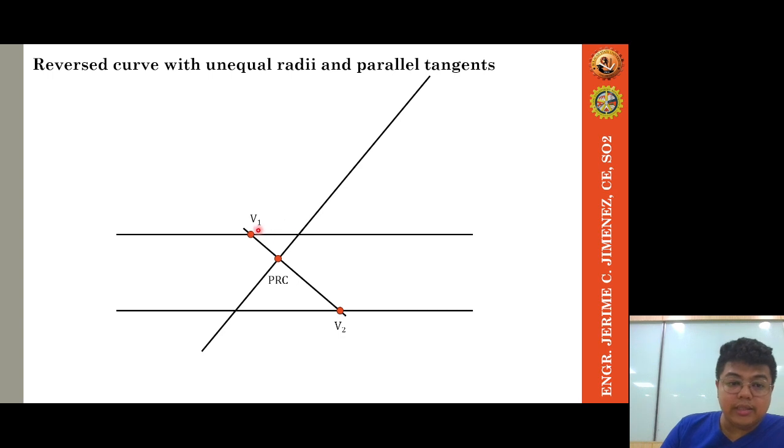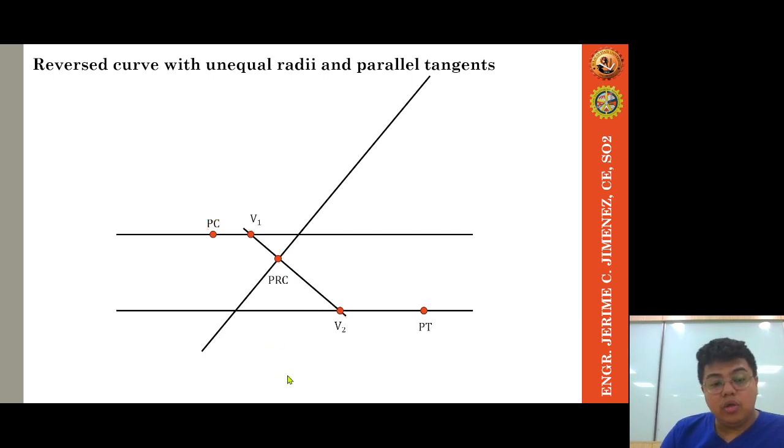Now, we get the distance from V sub 1 to the PRC, and we transfer it to our back tangent, okay, to get the point of curvature or PC. As well as, we get the distance from PRC to V sub 2. Transfer it now to the forward tangent to get PT. Okay? I hope you're following me in this portion.